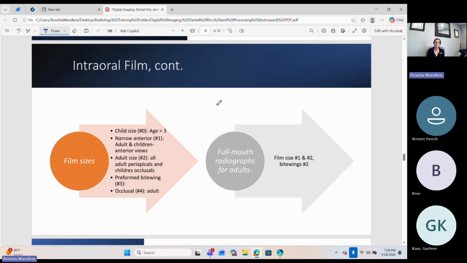So number 2 is an adult size. We take number 2 for all x-rays for an adult. And for children, we can use a size 2 for occlusals, okay? Now, the next size is a number 3. It's not very popular. It's called a preformed bite wing. What that looks like is basically 2 number 2s long ways. So instead of taking 2 bite wings, one in the back and one a little more forward, we can take one picture using the whole thing.